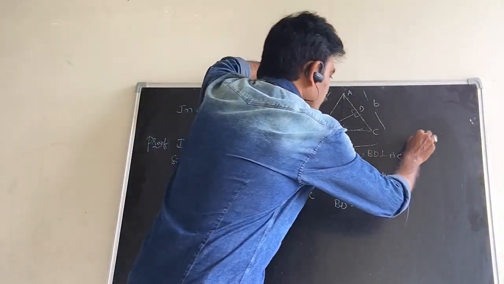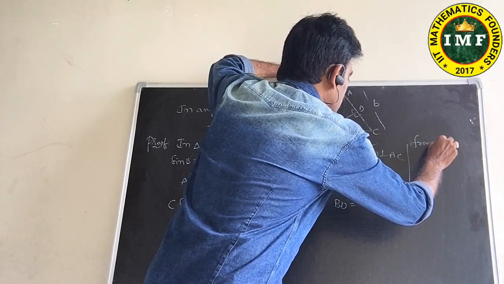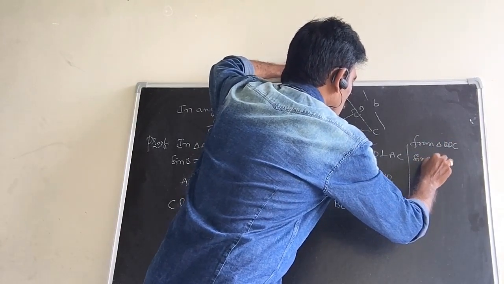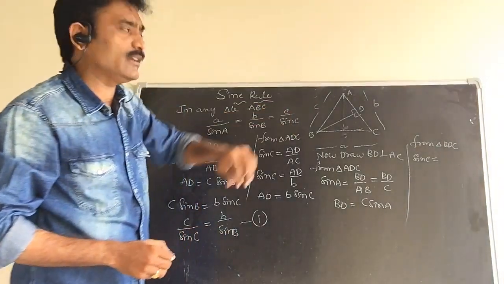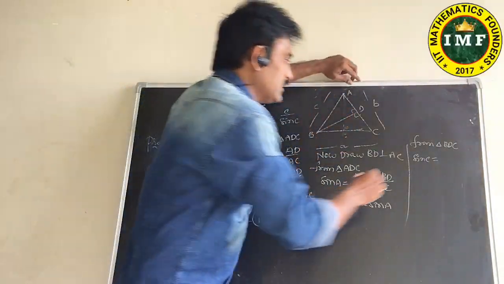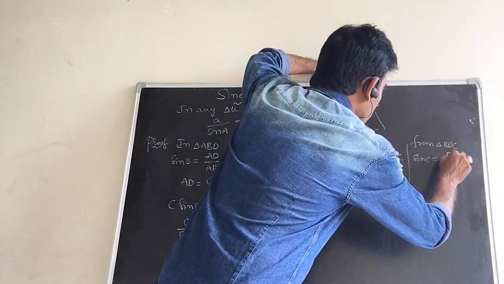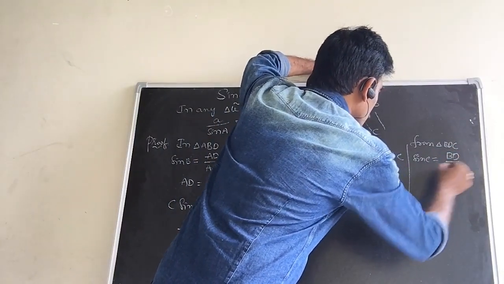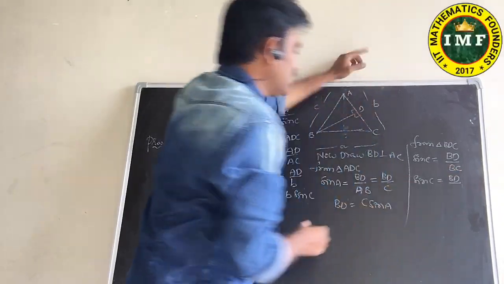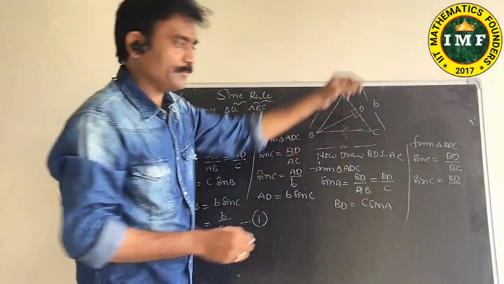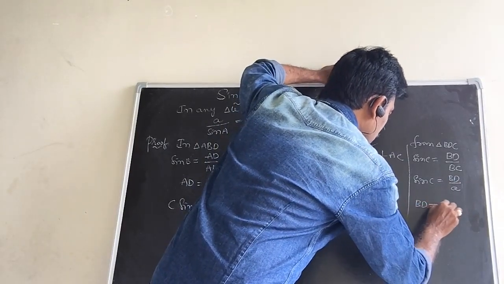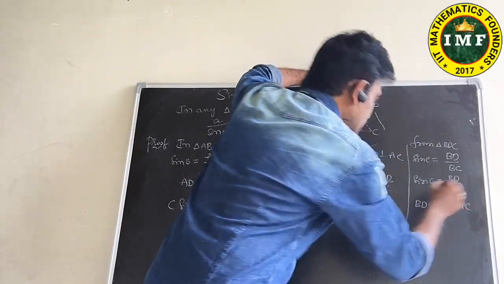From triangle BDC, I am taking sine of angle C. How is sine of angle C defined? Opposite side of angle C by hypotenuse, that is BD by BC. So sin C is equal to BD by BC, where BC is denoted by small a. Then by cross multiplication, BD is equal to a sin C.